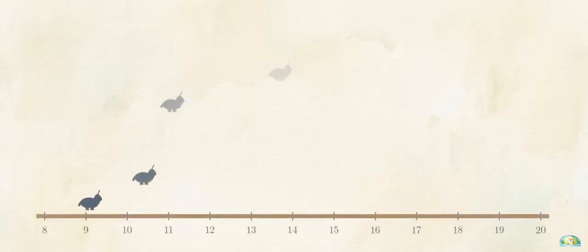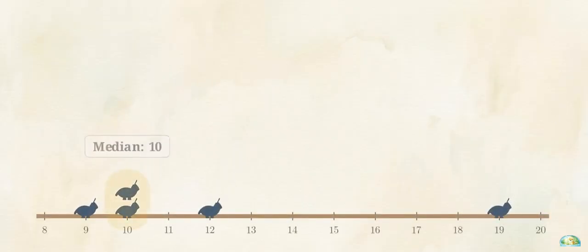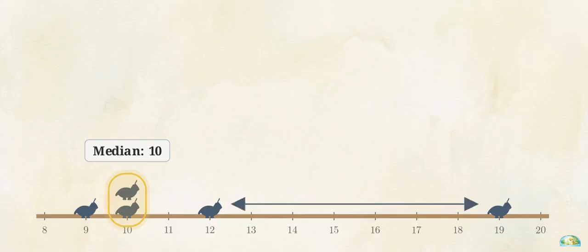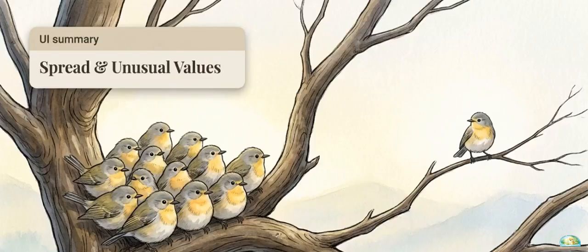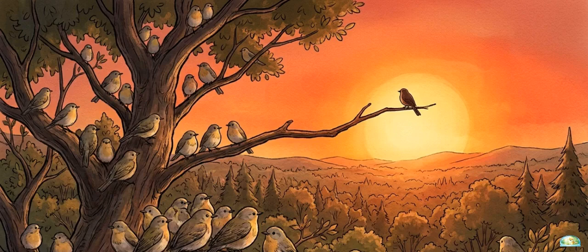Birds perch at 9, 10, 10, 12, and 19 meters. Summarizing with only the median 10 is incomplete, ignoring the distant bird at 19. To accurately reflect this data, include the total range from 9 to 19 and explicitly mention that high value. The complete summary states that the values range from 9 to 19 meters, including that high value at 19. Summarizing data requires us to describe the entire shape. Outliers like this change the spread and the reality of the environment we are measuring.